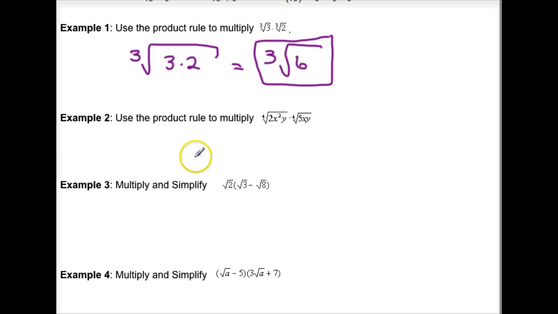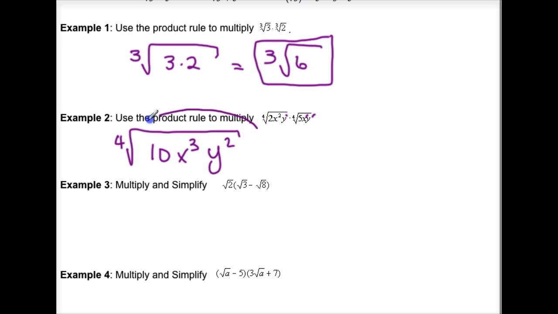Now look at this. Use the product rule to multiply again. It's the same root, the fourth root of 2 times 5 is 10. x squared times x, remember the rules say we add the exponents, x to the third, that invisible 1 up there. y times y, invisible 1s, y times y is y squared. That's it.